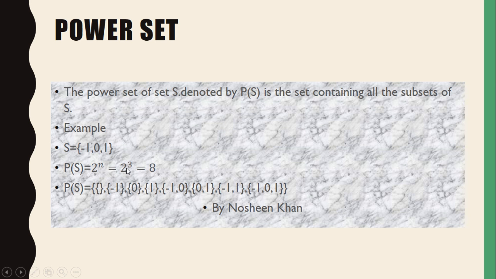So the power set is: empty set, {-1}, {0}, {1}, {-1, 0}, {0, 1}, {-1, 1}, {-1, 0, 1}. Empty set is the subset of every set.